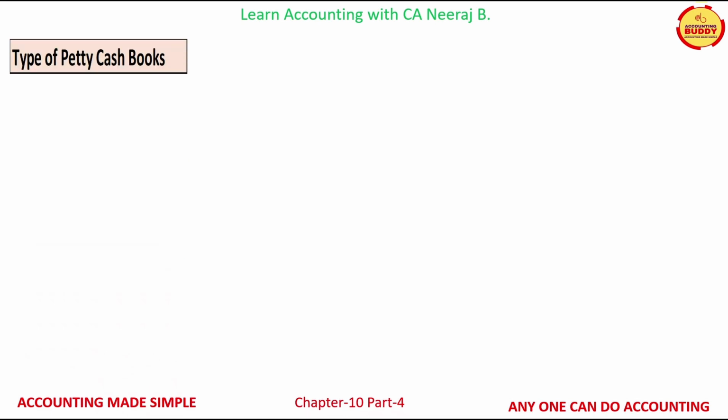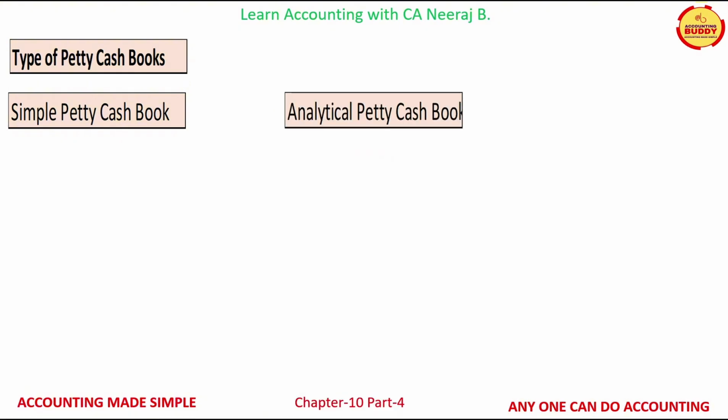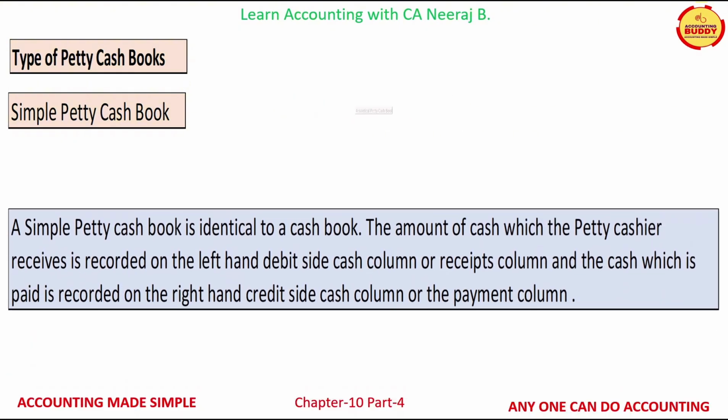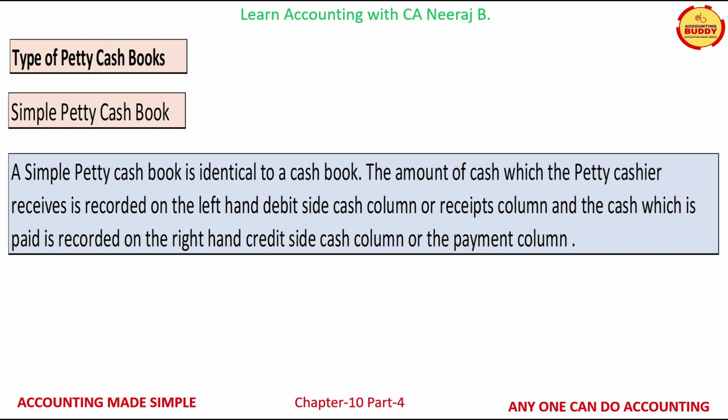There are two types of petty cash books. First is the simple petty cash book and the second is the analytical petty cash book. Let us first learn more about the simple petty cash book. A simple petty cash book is identical to a cash book.